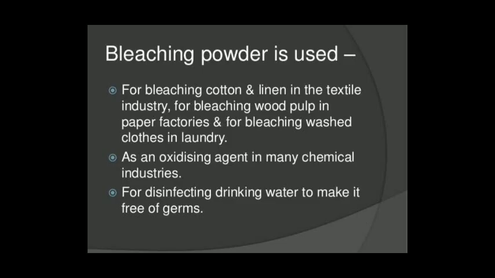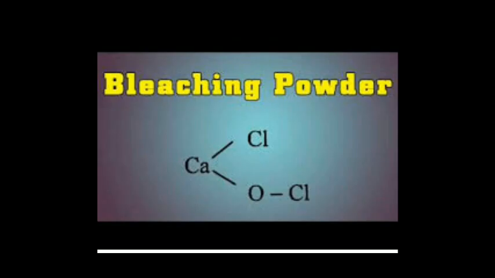Bleaching powder is used as an oxidizing agent in many chemical industries. What is an oxidizing agent? It means something which provides oxygen. In the formula of bleaching powder, we can see there is a presence of oxygen. So that's why bleaching powder is used as an oxidizing agent.